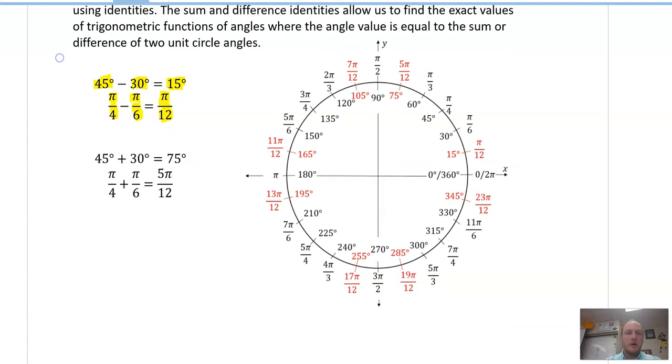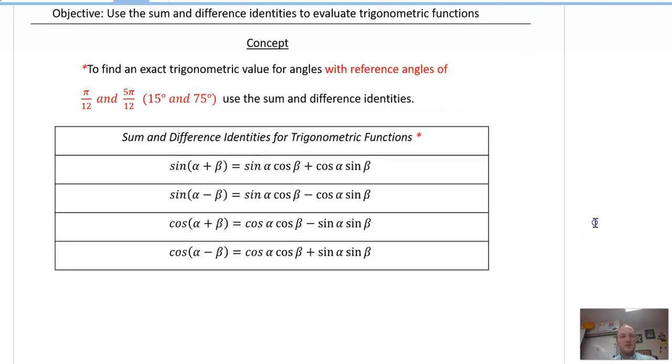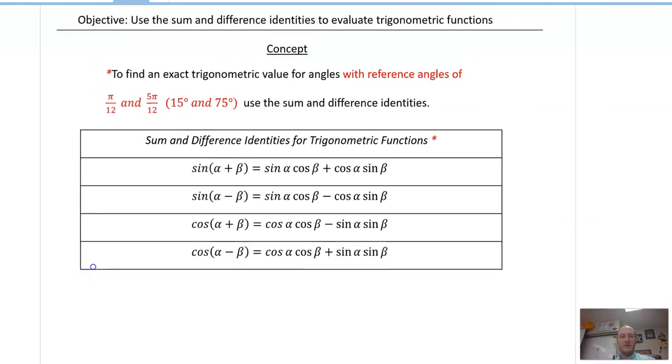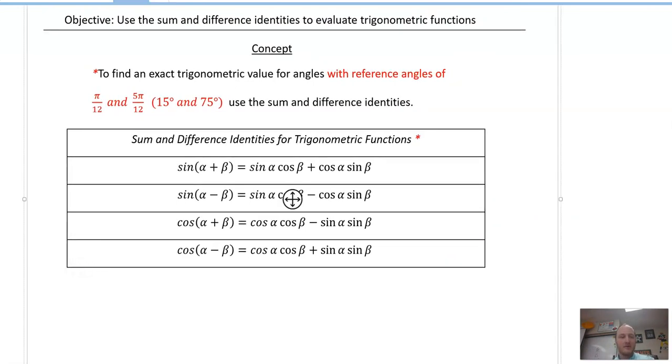Subtraction. Well, what if I wanted to find a 75-degree angle? Using again the angles that I know, 30 degrees and 45 degrees make up 75. So I could add those angles together to give us 75. That's what we're going to do. To find an exact trigonometric value for angles with reference angles of pi 12ths and 5 pi 12ths, so 15 degrees and 75 degrees, we're going to use sum and difference identities.